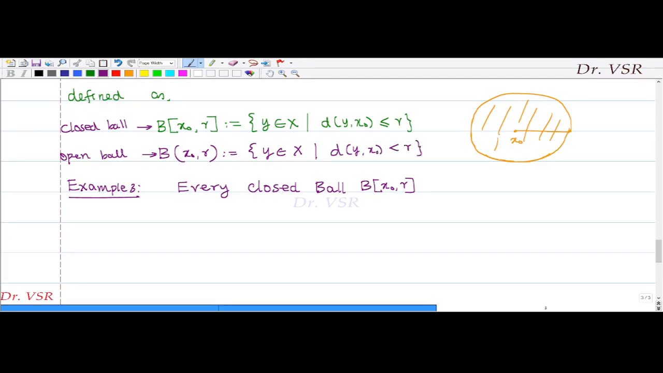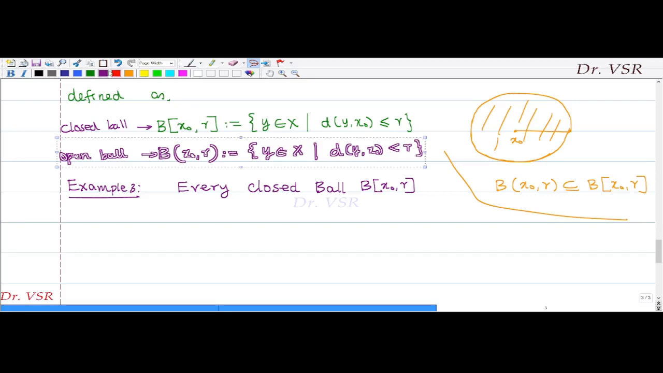And note that from this we can see that this open ball with the center x naught radius r is contained in the closed ball with the center x naught and radius r. This one is bigger and this one is smaller. Okay, now let us get into the statement: every closed ball is closed.